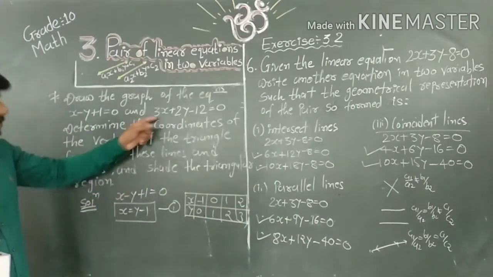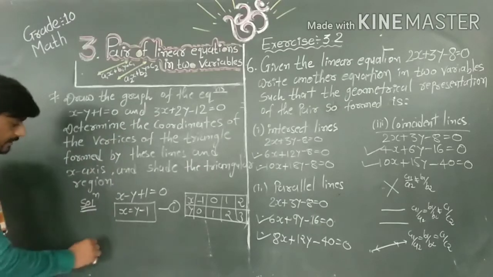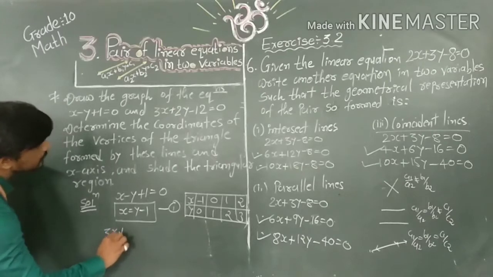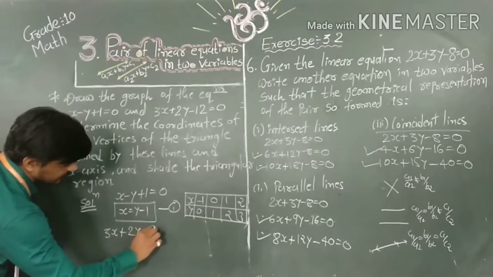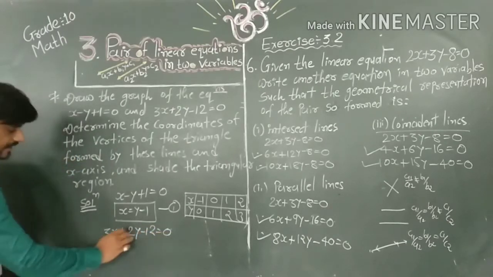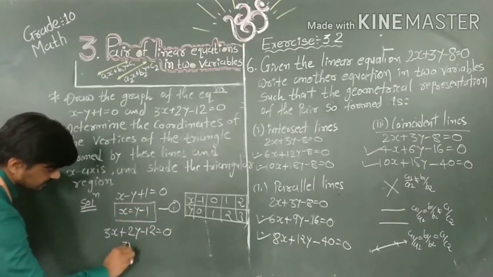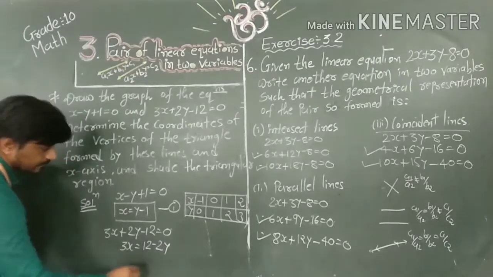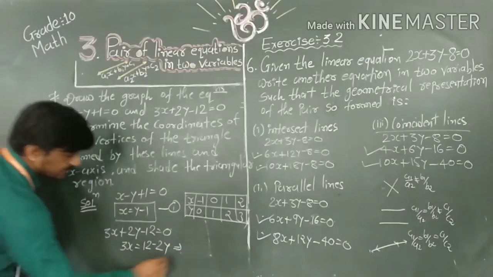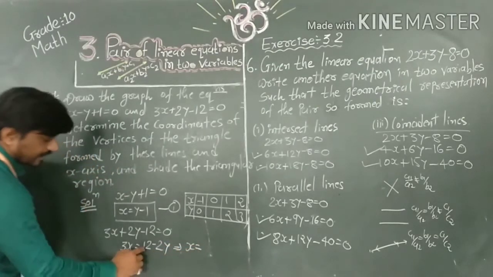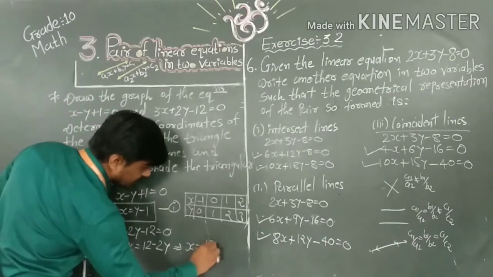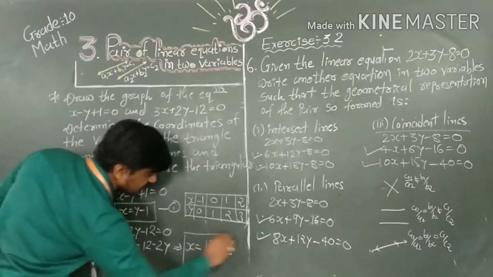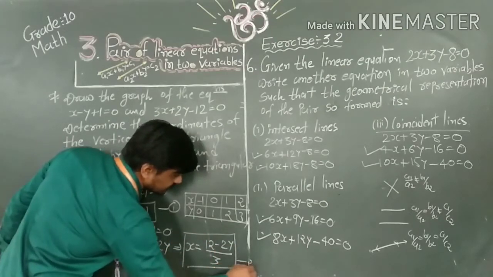Okay? Now for equation number 2. Similarly, what is equation number 2? 3x plus 2y minus 12 is equal to 0. I transfer these two terms, that means 3x is equal to 12 minus 2y, that means x is equal to (12 minus 2y) upon 3. This is the second equation.